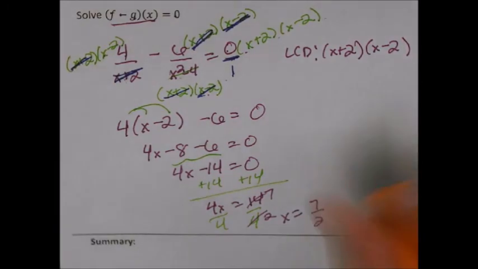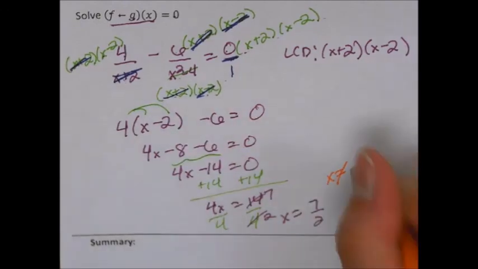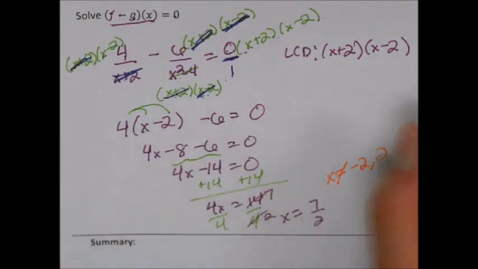Now, what are excluded values? X cannot equal -2 or +2. So we are good.